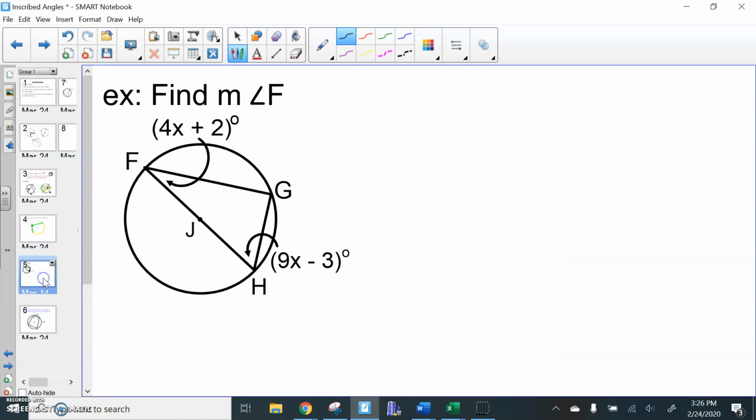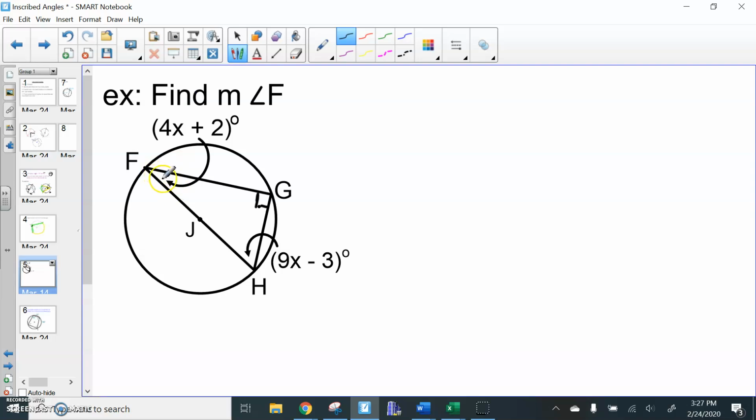So I've got a little example here that deals with a little bit of algebra. So this angle G opens up to a half circle. See this FJH? That's a diameter, so that means it cuts it right in half. So that means this arc from F to H, that's 180 degrees. That's half a circle. So that means angle G is going to be 90 degrees. Now it's asking me to find the measure of angle F.